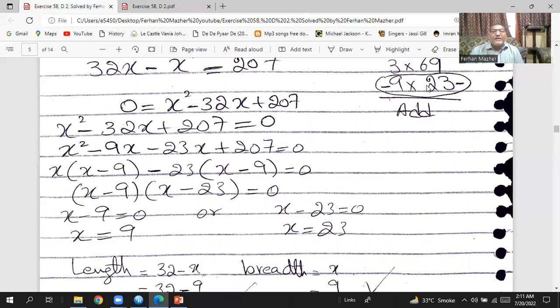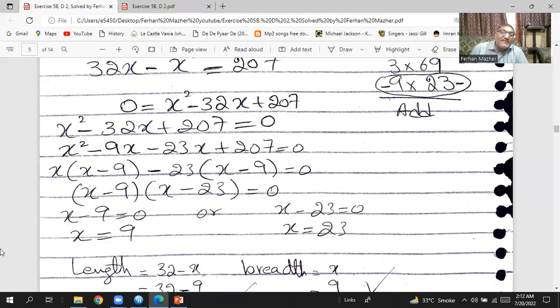So from the first term and the second term, you can take x minus 9 common. So in the second bracket, you will have x and minus 23. Now you have two brackets multiplying with each other and their product is 0. So either the first bracket is 0 or the second bracket is 0. So x minus 9 is equal to 0, so x will be equal to 9. And x minus 23 is equal to 0, so x will be equal to 23.